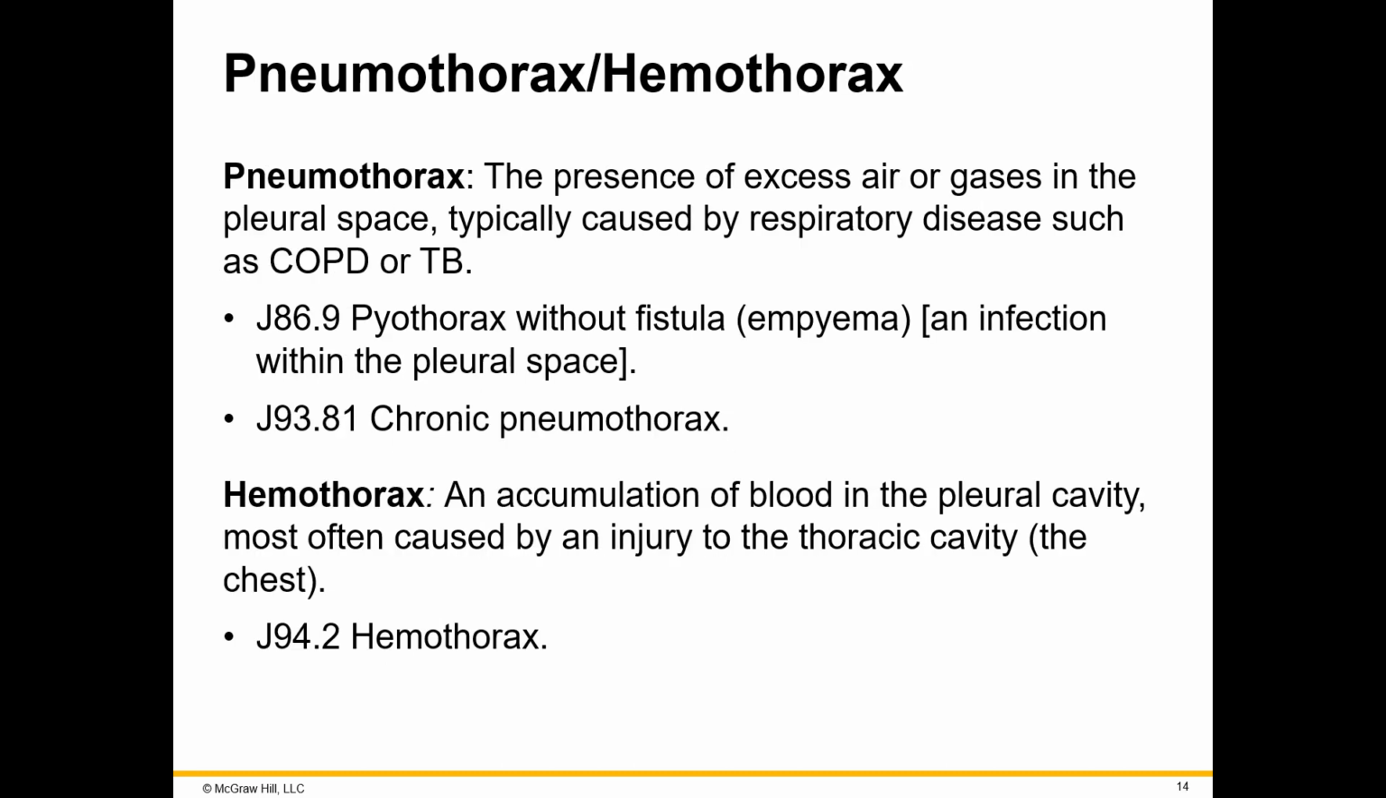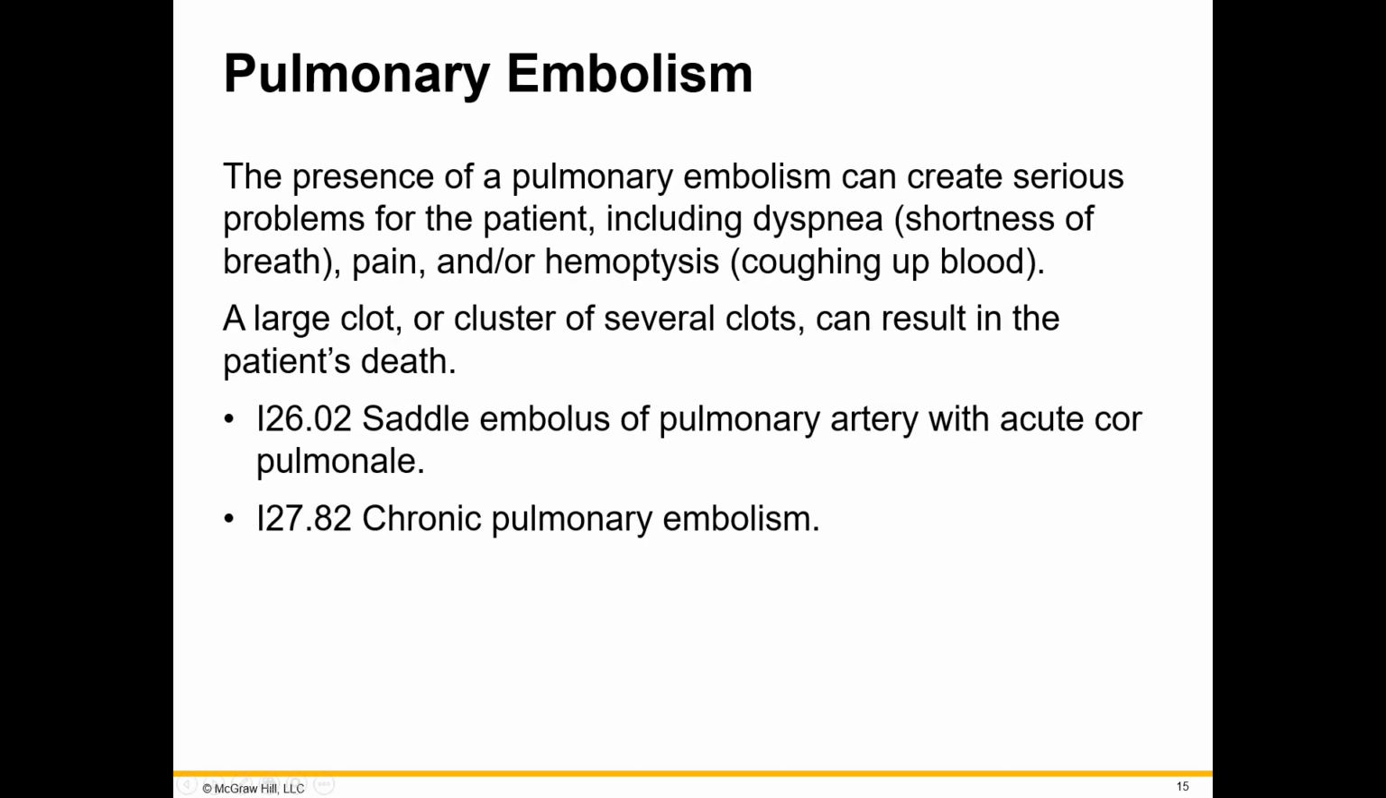Pneumothorax and hemothorax. Pneumothorax is the presence of excess air or gas in the pleural space, typically caused by respiratory diseases such as COPD or tuberculosis, TB. J86.9, pyothorax without fistula, also known as empyema, is an infection within the pleural space. J93.81, chronic pneumothorax. Hemothorax is an accumulation of blood in the pleural cavity, most often caused by an injury to the thoracic cavity. Remember, the thoracic cavity is known as the chest. J94.2, hemothorax, is an example for this code.